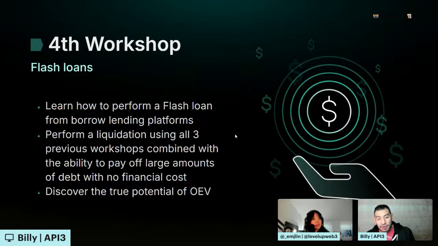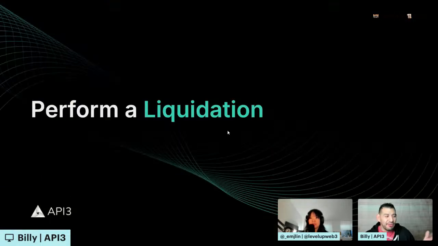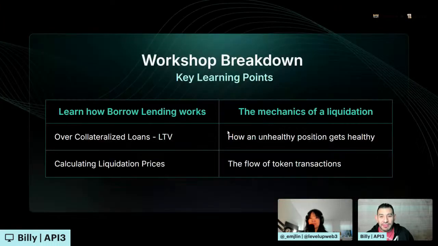And then on the final workshop, we're going to put it all together. We see the opportunity. We're going to update the feed. We're going to do the liquidation with a flash loan, pay back the loan, all with minimal amounts of money. Boom. So getting into the workshop itself, we are going to perform a liquidation, right?